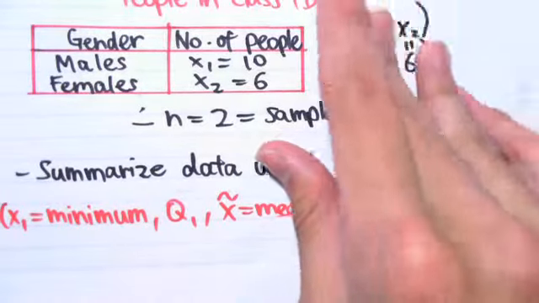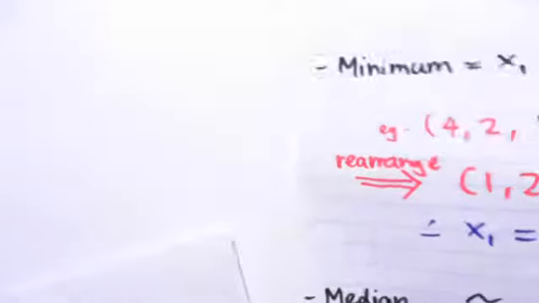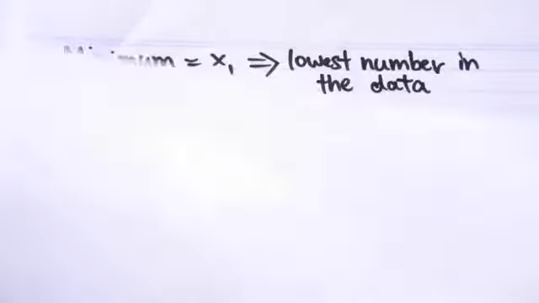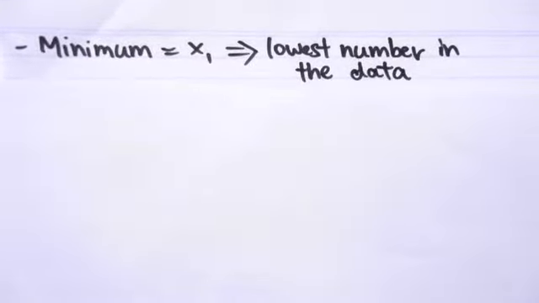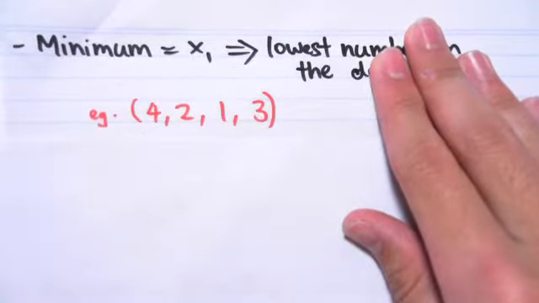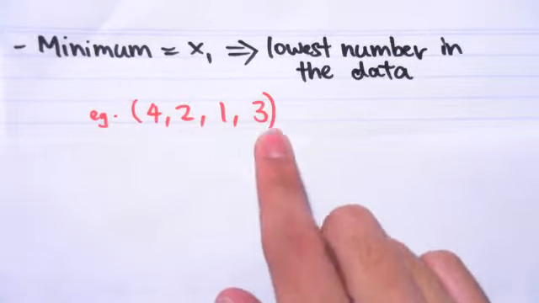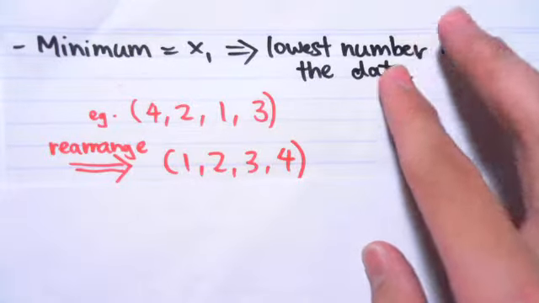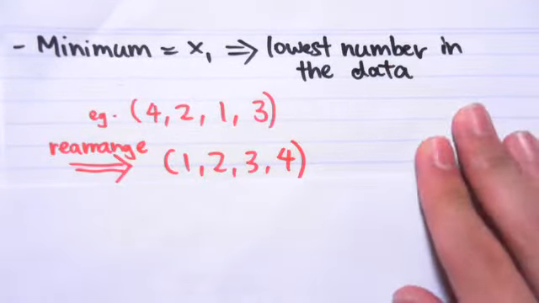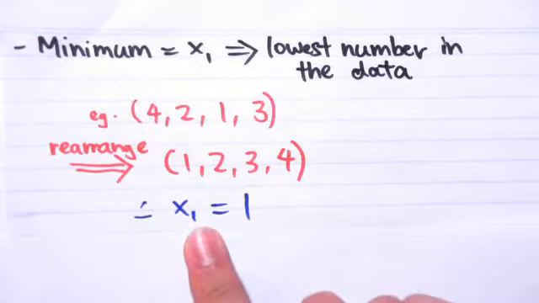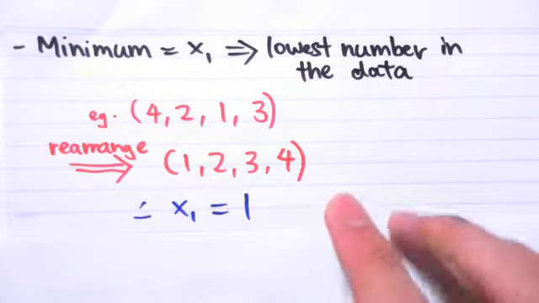Firstly, let's go through one of the 5-number summaries, starting with the minimum. The minimum is basically the lowest number in the data. For example, let's say we're given a data set of 4, 2, 1, and 3. Firstly, we rearrange it from the lowest number to the highest number: 1, 2, 3, and 4. Obviously here, the minimum is 1. So we can conclude that x1, our minimum in this data set, is 1.